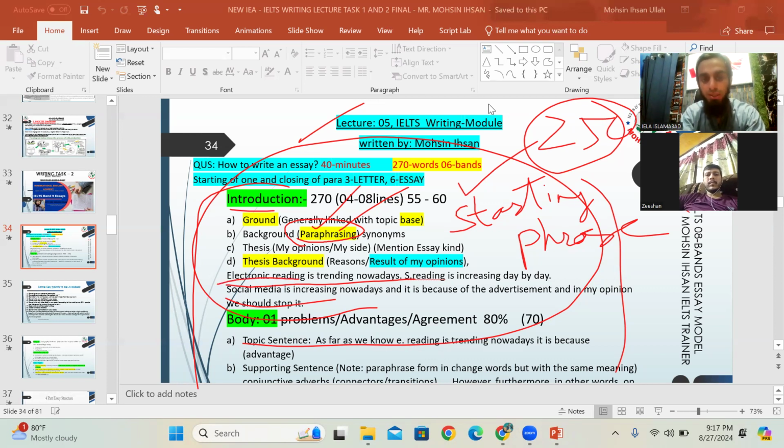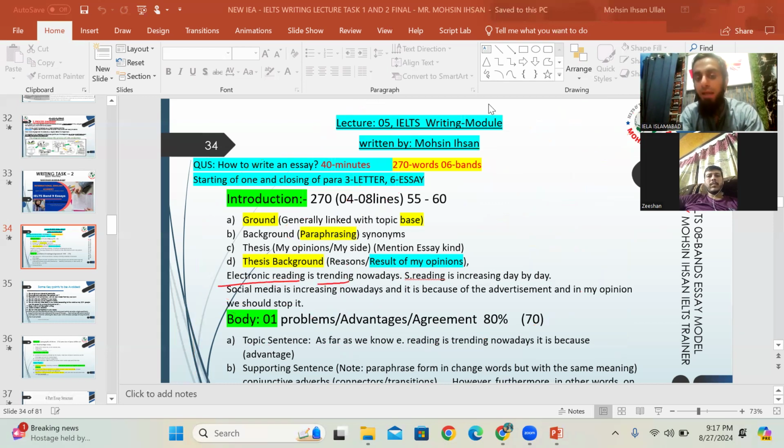Let me give you an example. Give me any kind of topic, I will translate it for you. Translate means in your own words. Electronic reading is trending nowadays. How can I write it in my own words? I will write screen reading is trending nowadays. I can change two words: screen reading is increasing nowadays. I can write screen reading is increasing day by day. Or I can write soft reading is inclining nowadays or in the following days. Or I can write PDF reading is inclining, rising up, right?